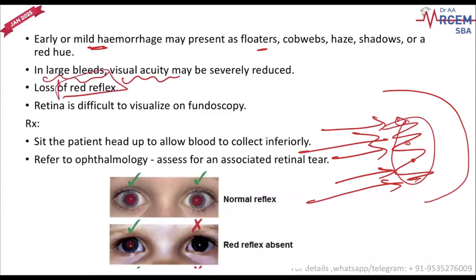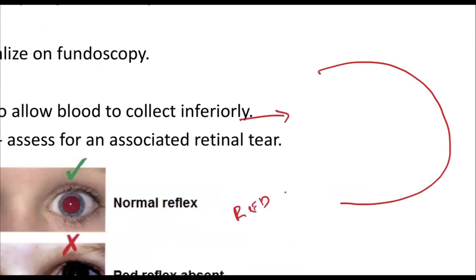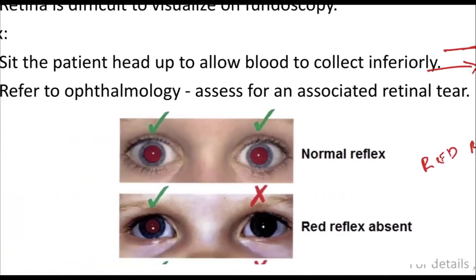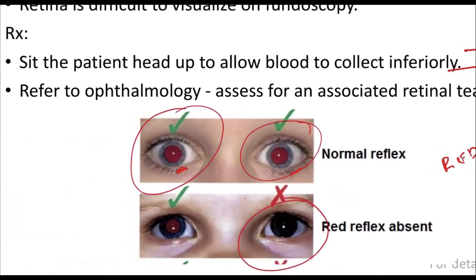Red reflex loss will be there. What is red reflex loss? Red reflex is basically, if anything obstructs the ray of light from falling on the retina, it will cause loss of red reflex. Because whenever the light goes and hits the retina, it reflects back. It appears as if a red color when you do a fundal examination. So this is normal. This is abnormal. There is no light reflecting from the retina when you do a fundal examination. That is suggestive of an absence of red reflex.